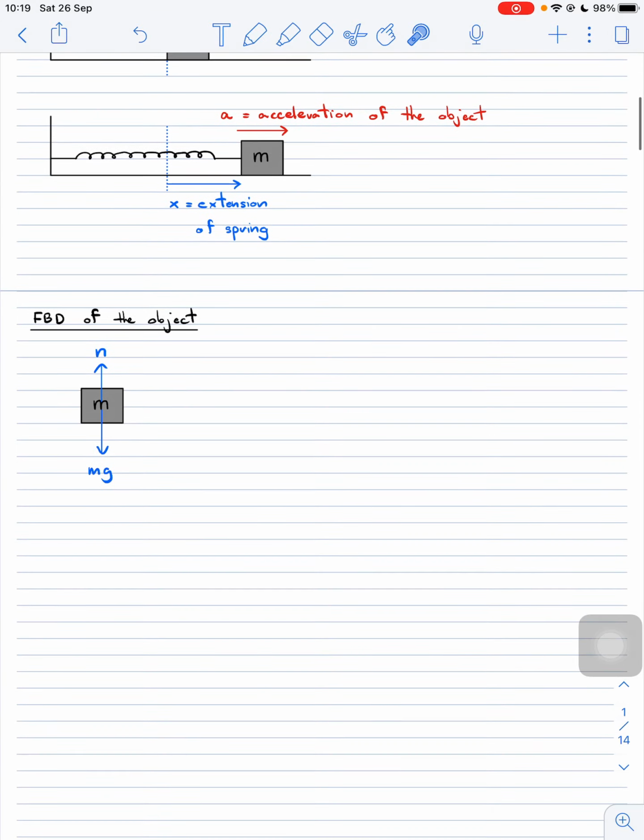Then the block M is moving to the right-hand side with acceleration a, as shown in the picture. The spring is connected to the left of the block M, so we must have the restoring force of the spring that tries to pull the block M back to its equilibrium position. This will be the direction of the force, equal to negative k times x, the restoring force of the spring.